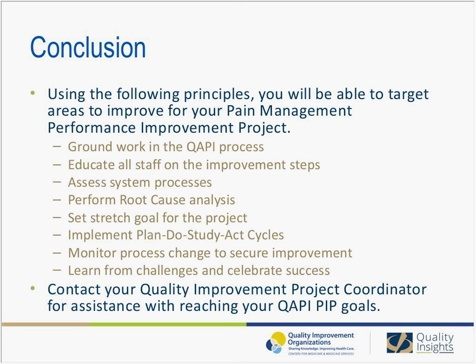Perform a root cause analysis, because you will refer back to it from time to time, especially if your project is not improving at the rate to which you feel it should. You can always pull that document out to see if you are missing an important piece. Set a stretch goal for improvement. Implement plan, do, study, act cycle. Monitor process change to secure improvement, and learn from your challenges, and most importantly, celebrate those successes.